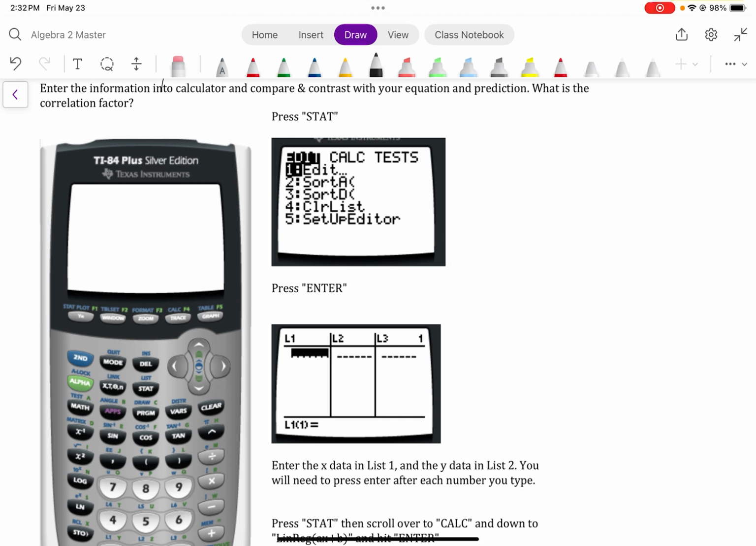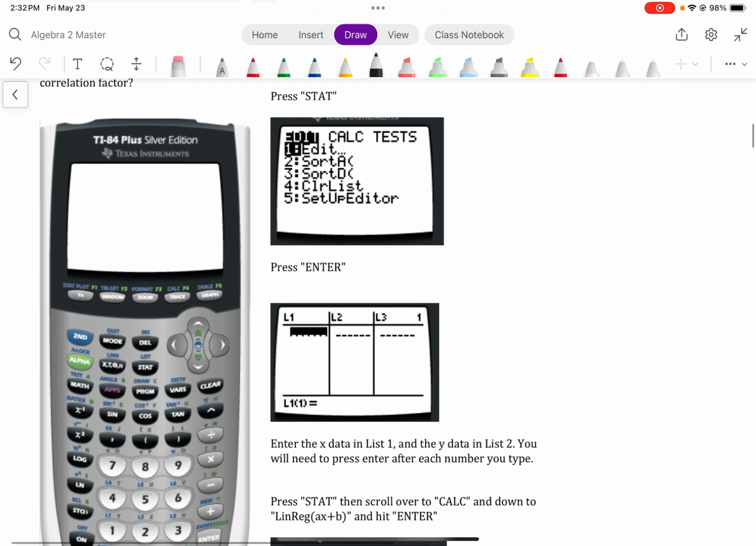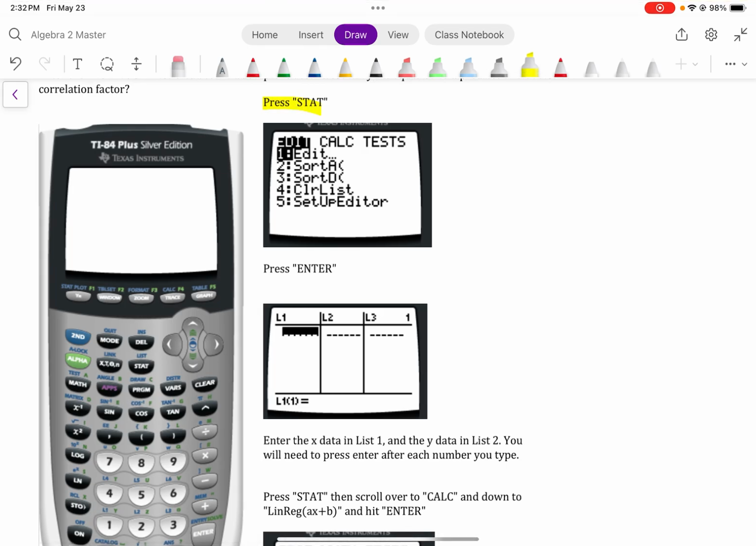I put some screenshots in, so this takes up space, but it's a fairly fast process after you do it a couple times. So you're going to press the Stat button. It's just a button that says Stat, and you're going to get this Edit screen. Hit Enter to edit List 1 and List 2. List 1 is your X value. List 2 is your Y value every single time.